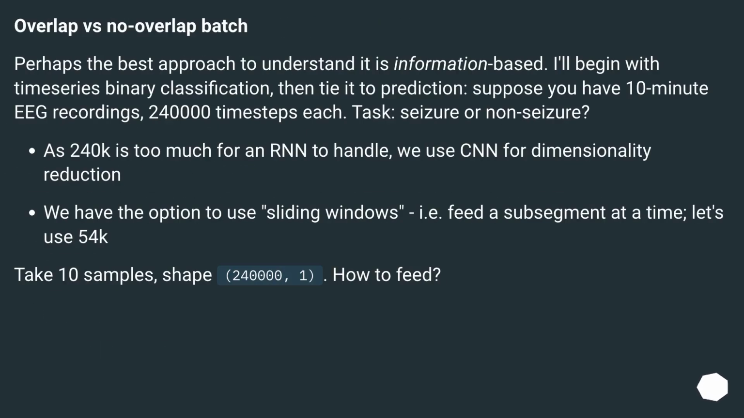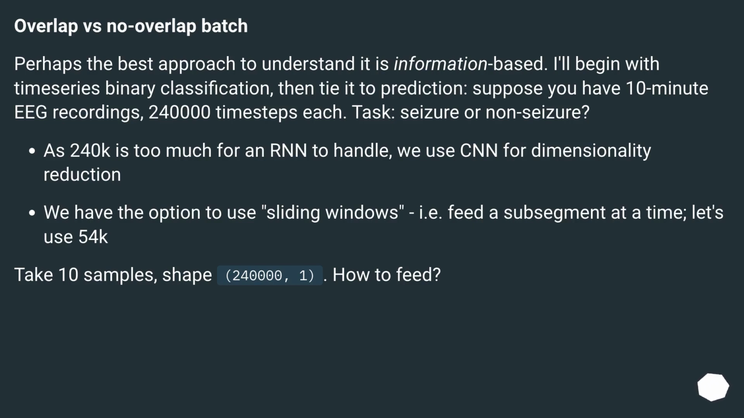Overlap versus no overlap batch. Perhaps the best approach to understand it is information-based. I'll begin with time series binary classification, then tie it to prediction. Suppose you have 10-minute EEG recordings, 240,000 time steps each. Task: seizure or non-seizure? As 240K is too much for an RNN to handle, we use a CNN for dimensionality reduction.